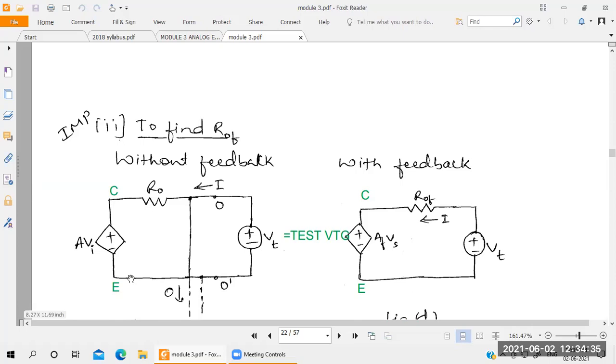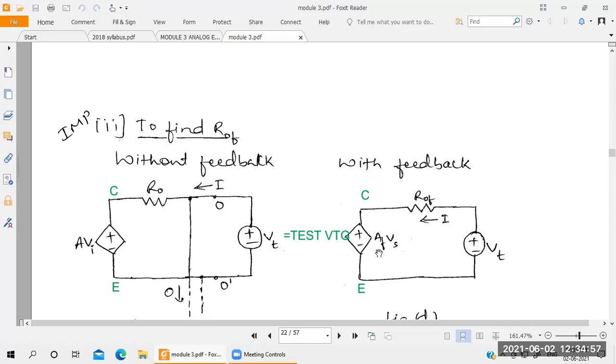So take collector to emitter here, connect the output resistance, then connect the test voltage. Test voltage means we want to verify the output voltage. They have connected an external voltage in order to find out the output voltage from the collector to emitter. This is for without feedback. With feedback, you can write this equation here.